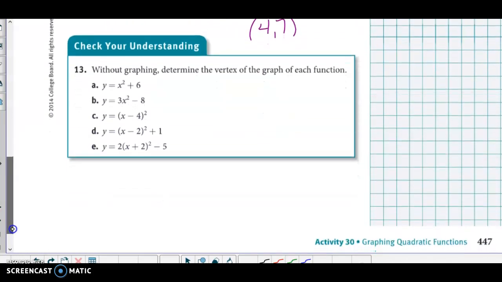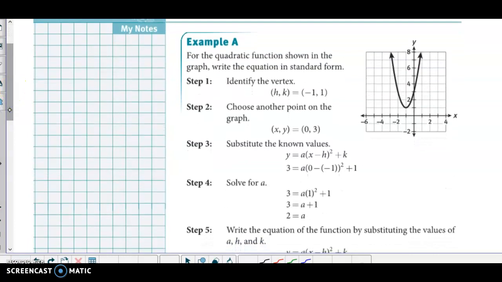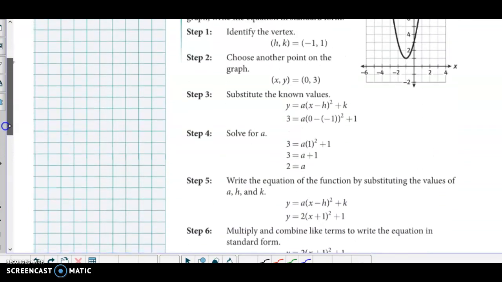So there's some practice. I'm going to stop here and then I will have a second video on calculating A. I'm also going to talk about this in our Zoom meeting tomorrow.